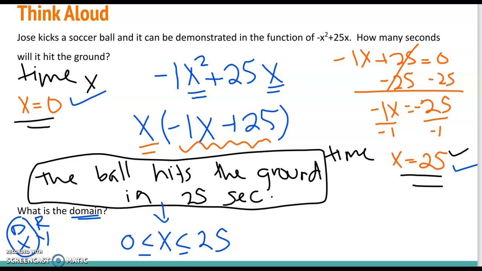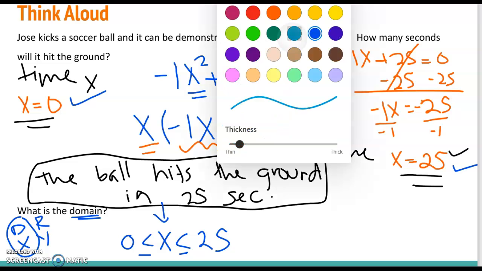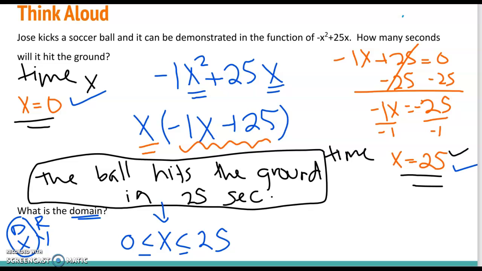Domain means all of my x values. I want my lowest number first to my highest number. And that is just telling me how long or how much the ball was up in the air. As soon as I hit the ball at 0 seconds, the timer starts and it was up in the air up until 25 seconds. And that is it about domain in a real world scenario.